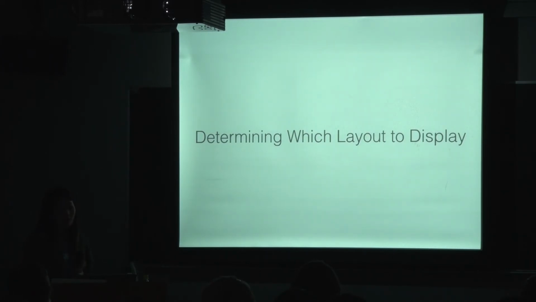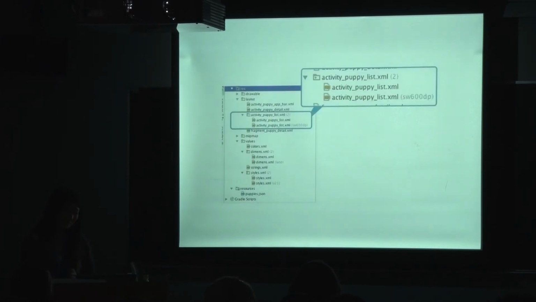So how does Android know which layout should be displayed? At runtime, Android detects the current device configuration and selects the available resources based on qualifier matches. Various qualifiers can be defined for a resource, including screen size, API version, language, width, height, screen orientation. There's a lot of different qualifiers that you can choose.